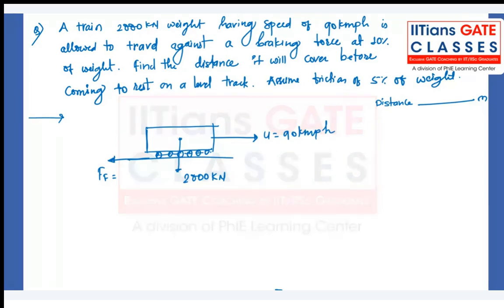So 0.05 times weight, you can say. And the braking force is 10% of the weight. Can you tell me in which direction the braking force will be, towards the left side or the right side? Towards the left, right. So FB will be equal to 0.1 times weight. Now the free body diagram here is completed. We don't need the normal reaction here, even if you draw it, not a problem. But frictional force is given in terms of weight, so you can ignore the vertical forces.